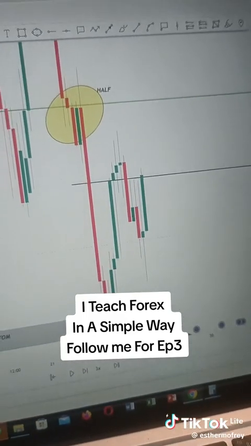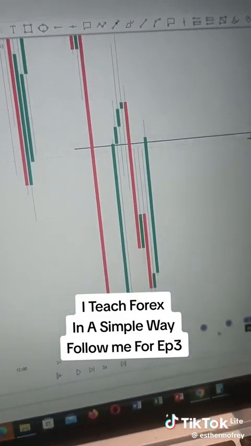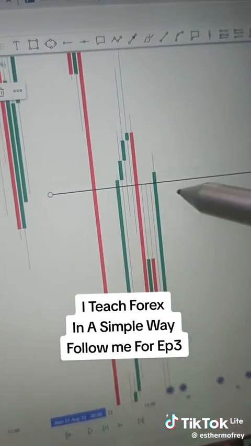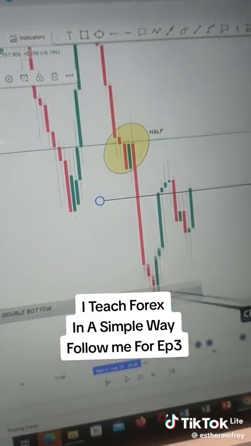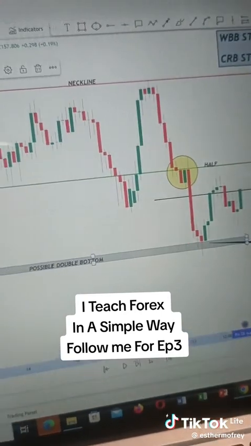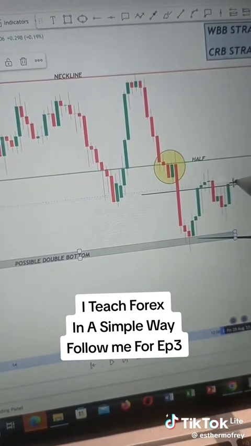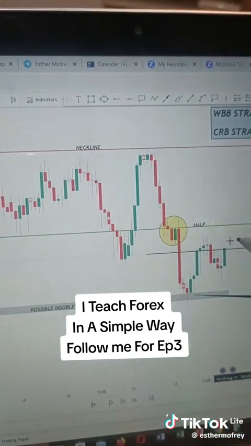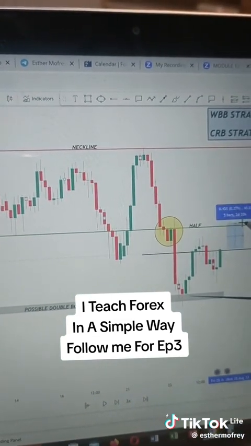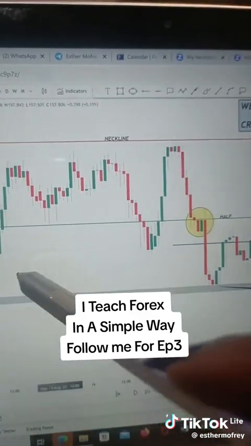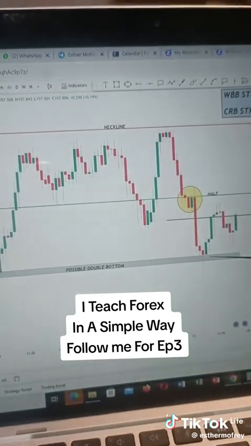Let me show you. Can you see? It has been broken. Can you see the break? So that's the only strategy that you need on a possible double bottom. So once resistance is broken, you can enter a trade up to here. So how many pips is this? Let's see how many pips these are. Almost 40 pips. So you can enter your first 40 pips.